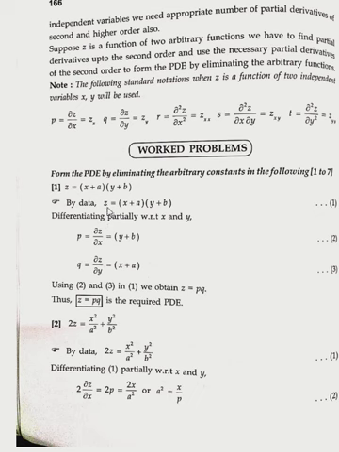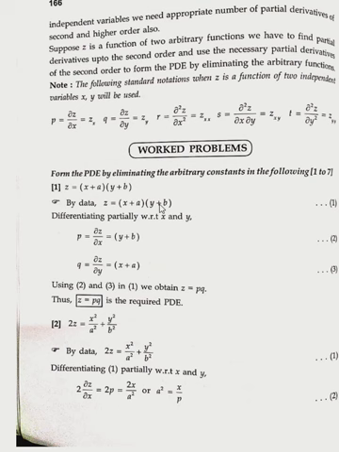Here what is the differentiation of z with respect to x? That is ∂z/∂x, the partial differentiation of z with respect to x. That can be written as p. p is equal to... How to differentiate this? Differentiate this function partially with respect to x means y is constant. Similarly, differentiating with respect to y, x is constant.